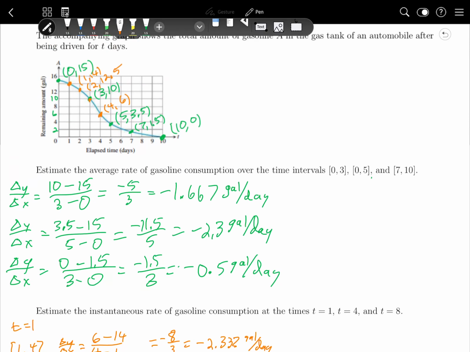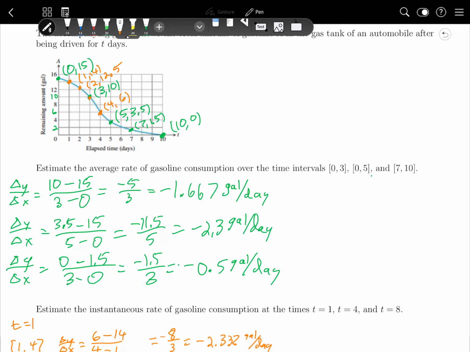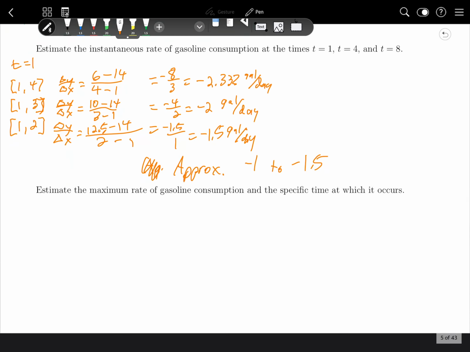So its instantaneous rate would probably be somewhere just less than negative 1.5. So I'm going to say it's approximately negative 1 to negative 1.5. It's somewhere in that range. So pretty much any answer you gave in that range would work, would be a good answer.